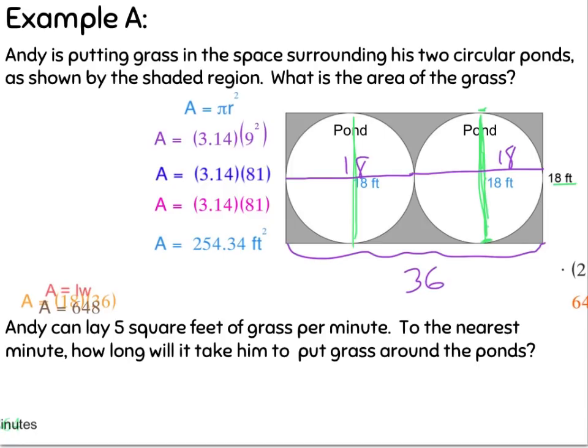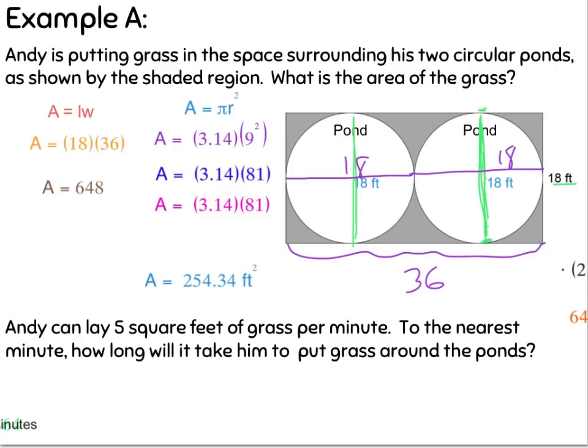So let's go ahead and plug in what we need in our formula. I know our formula for a rectangle is length times width. I'm going to plug in my 18 times 36, and when I do that, I get area equals 648. But now I have to subtract out the ponds so that I know just what's left for the grass of the rectangle. So I'm going to take my 648, and I'm going to subtract out the ponds. However, when I figured out the area of the ponds, I only figured out one circle. But there are 2 ponds, so I have to take my area and multiply that times 2 for the 2 ponds that are there.